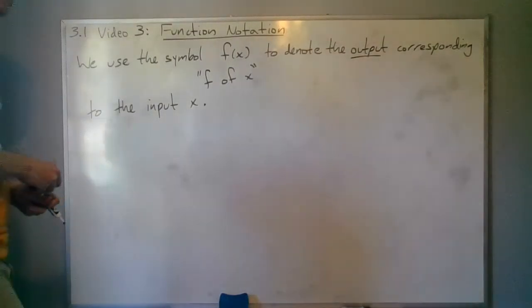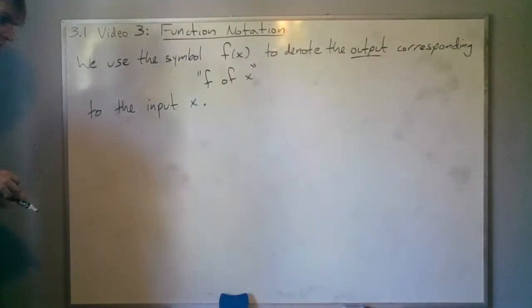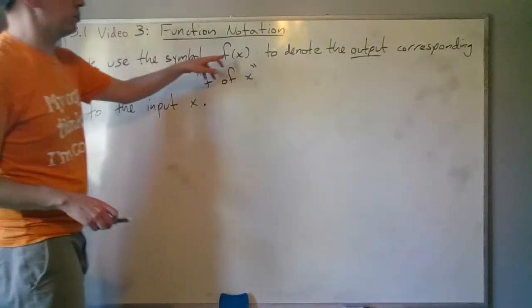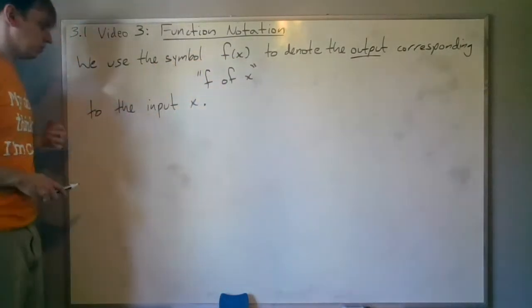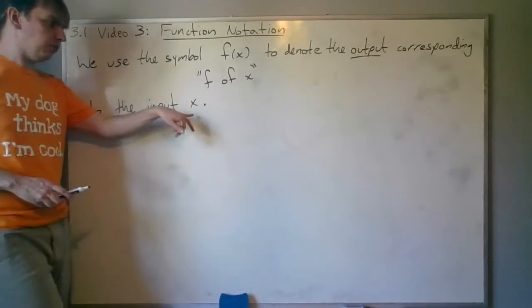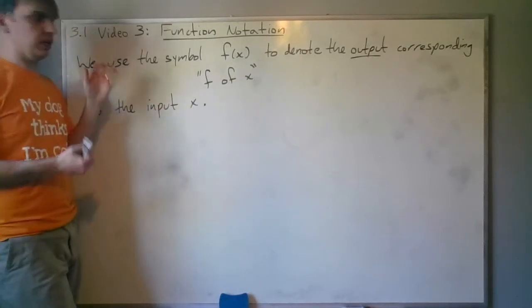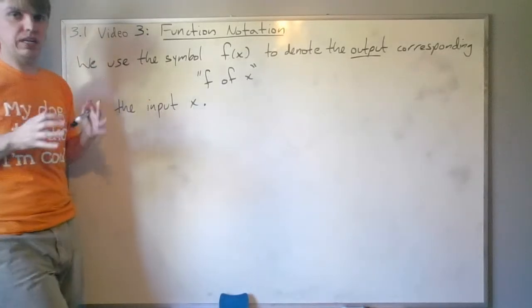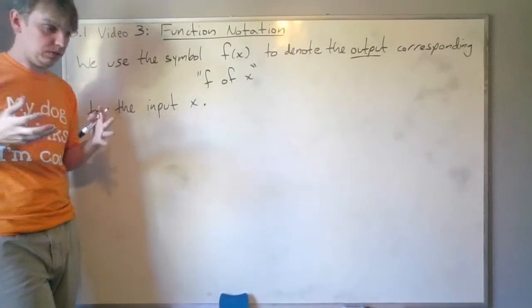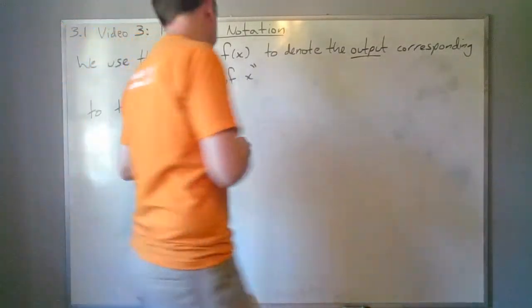Okay, in this video I want to talk a little bit about function notation. So we're going to use the symbol f parentheses x to denote the output that corresponds to an input of x. So the thing inside the parentheses is the input. And then the symbol f parentheses x represents the output. So let's try that out with an example.